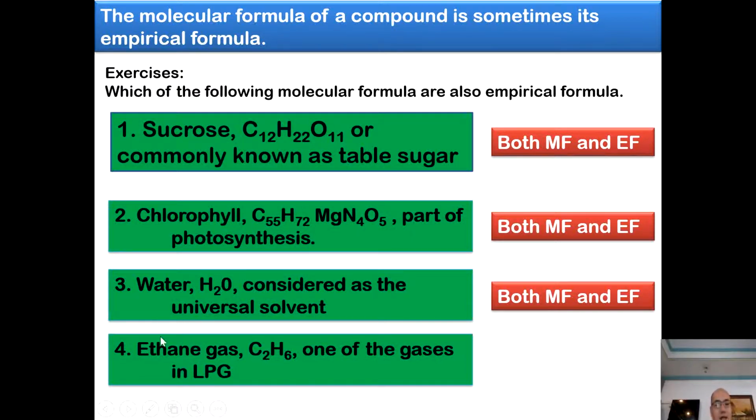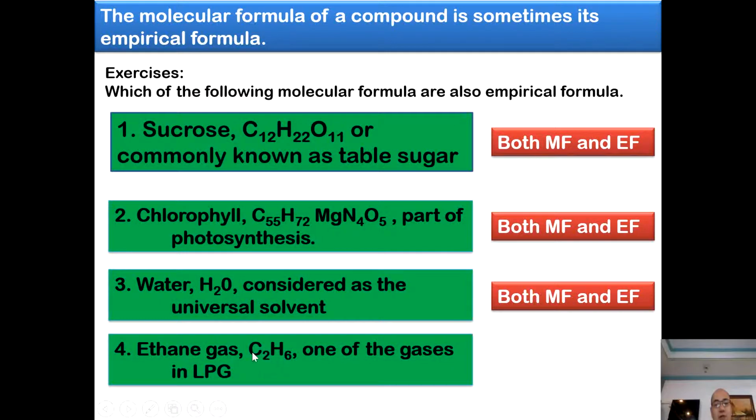Number 4, we have the ethane gas having a chemical formula of C2H6, which is considered one of the gases in our liquefied petroleum gas. Now, what are the subscripts? 2 and 6. So, based on the subscripts, can you think of any common factor aside from 1? Alright, so the common factors are 1 and 2. Between 1 and 2, 2 is greater. So that greatest common factor between 2 and 6 is 2.